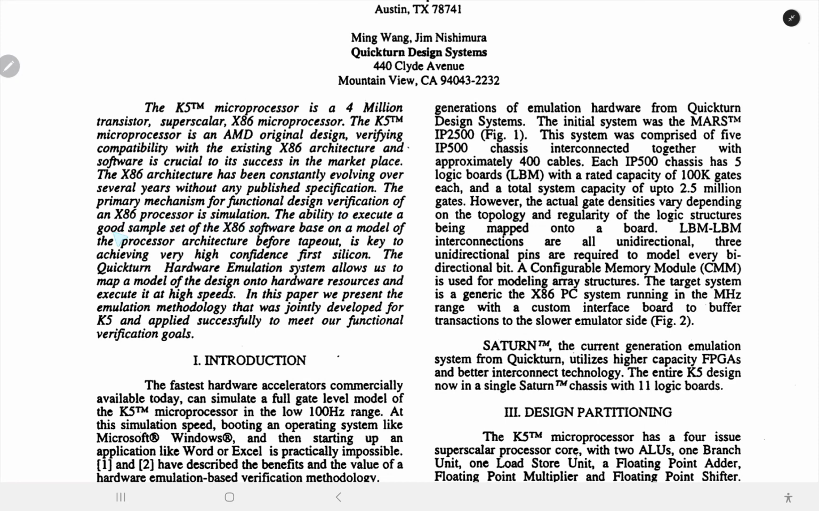The ability to execute a good sample set of the x86 software based on a model of the processor architecture before tape-out is the key to achieving a very high confidence first silicon. The Quickturn hardware emulation system allows us to map a model of a design onto hardware resources and execute it at a higher speed. In this paper, we present the emulation technology that was jointly developed for the K5 and applied successfully to meet our functional verification goal.